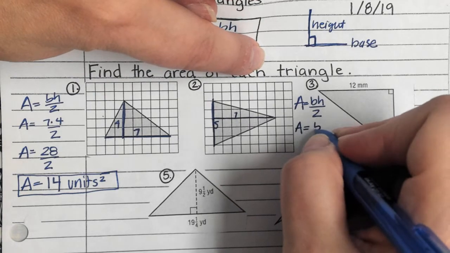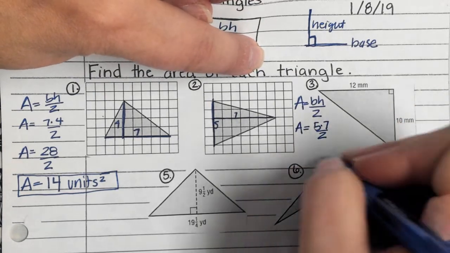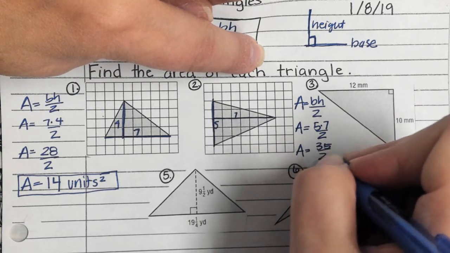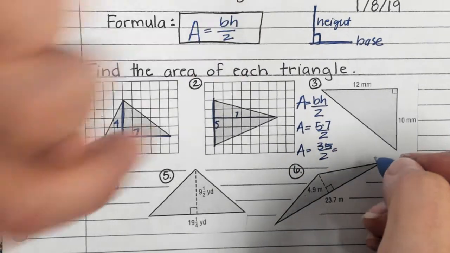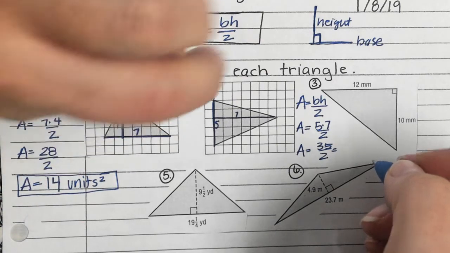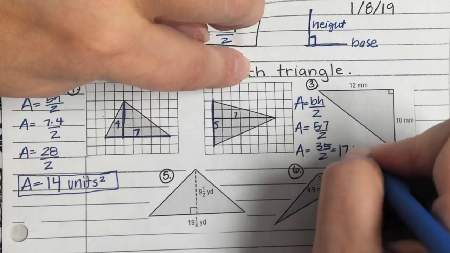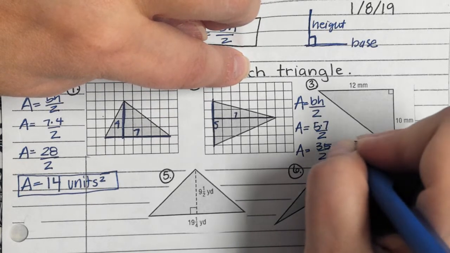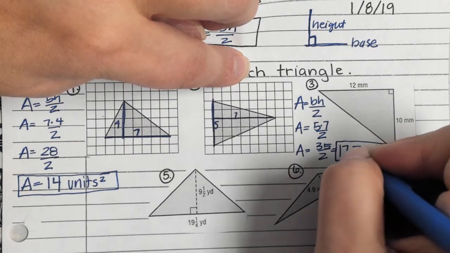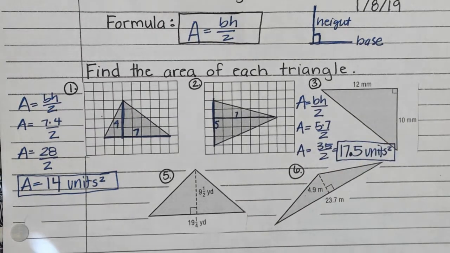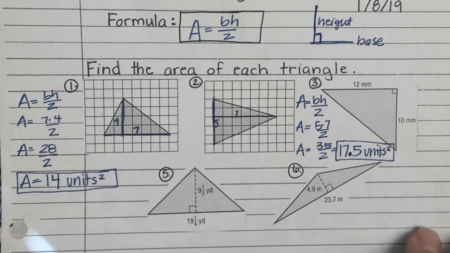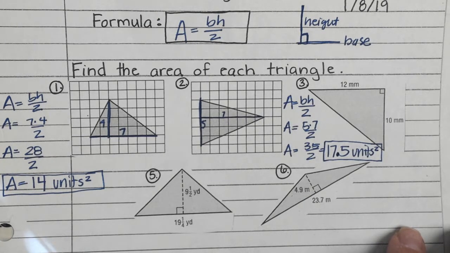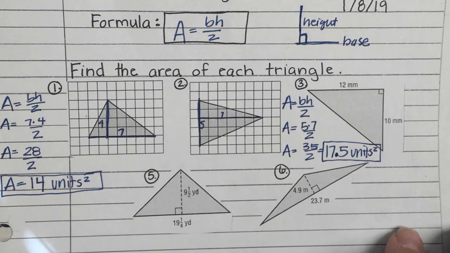Okay. So then we plug that in. Area equals 5 times 7 divided by 2. What is 5 times 7? 35. 35 divided by 2, which would equal, anybody? 17 and a half. We'll go ahead and put 17.5, and that is units squared. If you wrote 17 and a half, that would be perfectly fine as well. These are not bad, right? It's just one more step than what we did yesterday.